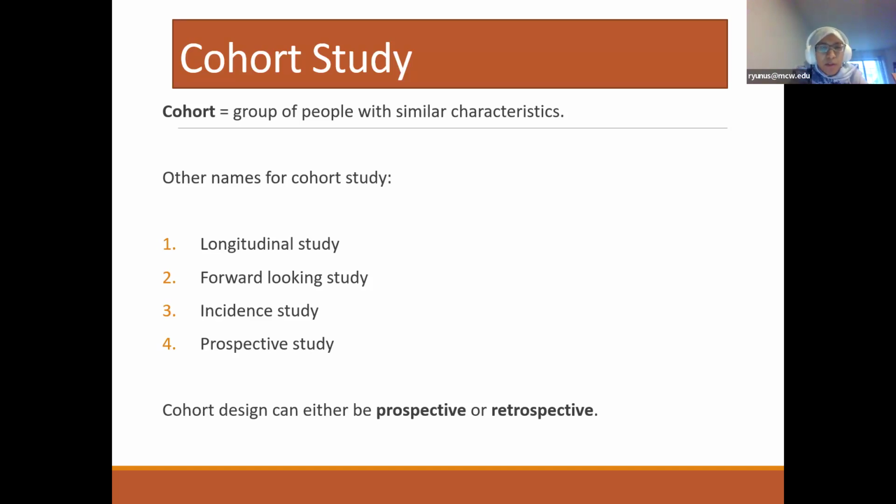There are many names for cohort study. Some people say longitudinal study. Some people say forward-looking or you might also encounter this term incidence study, okay, or prospective study. Why people say incidence study? Because cohort study, prospective cohort design is the most common study design used to calculate incidence, the incidence rate of a certain outcome or disease.